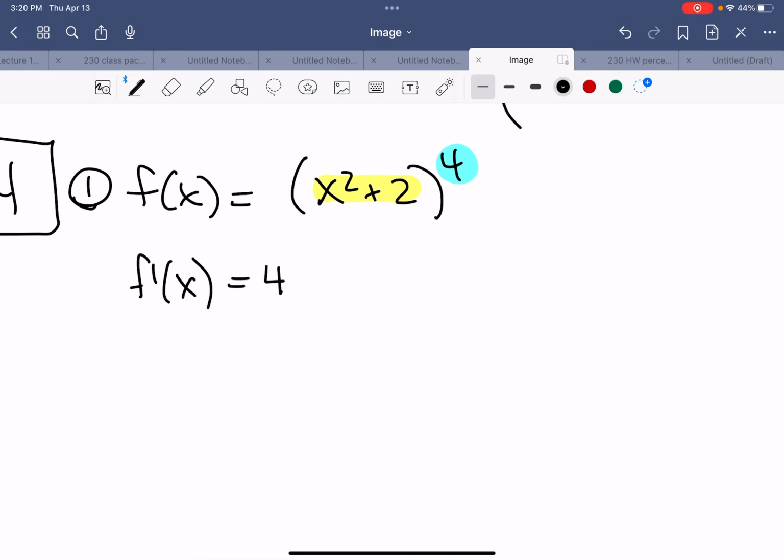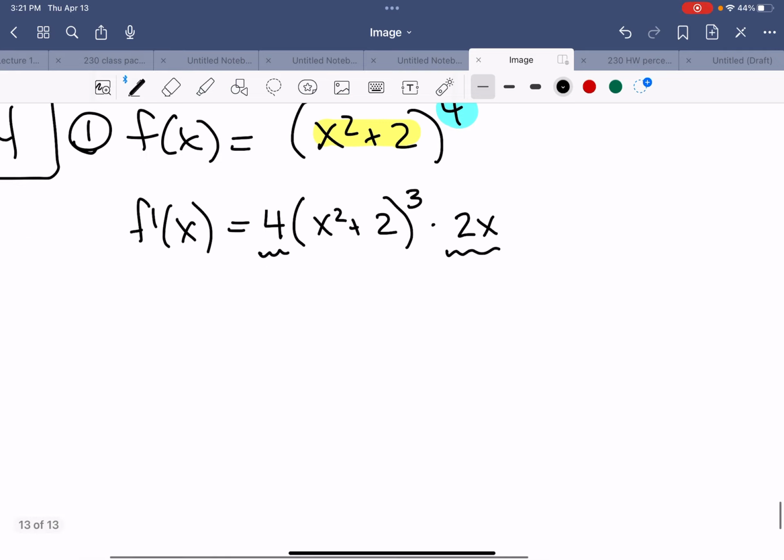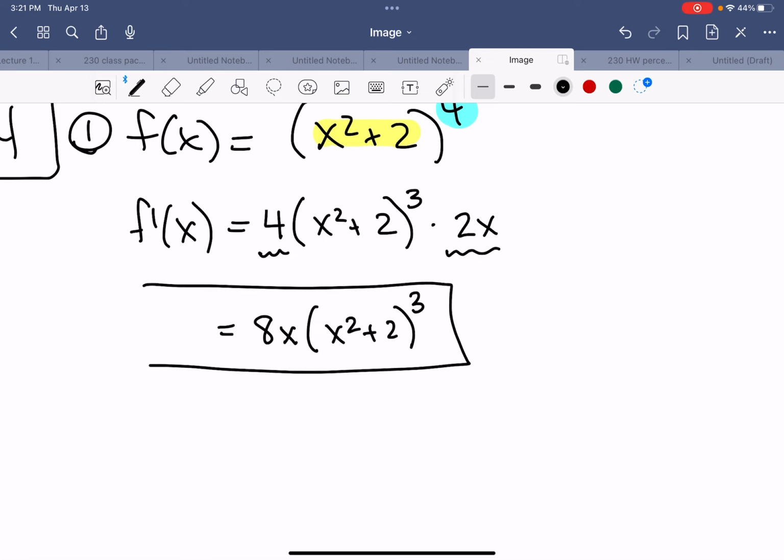So that means I'm going to bring down my 4, because the power rule says we bring down the exponent and decrease it by 1. So my new exponent is 3. Then I'm going to multiply by the derivative of what's inside, or the yellow part. So the derivative of the yellow part is 2x. Now I can take this 4 out front and this 2x in the back, and they can be multiplied in any order. So I can put those together and make it 8x times x squared plus 2, cubed. Okay, and that's my final answer for that one.